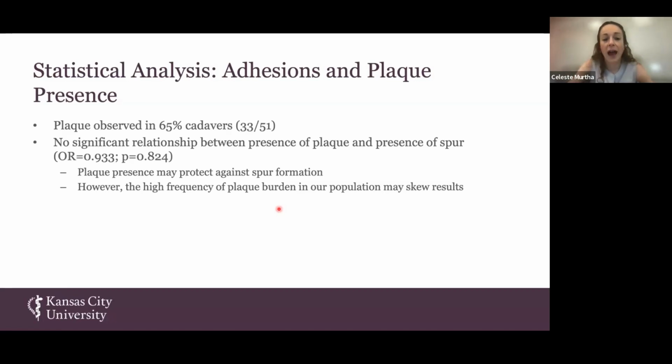However, it's important to note that the high frequency of plaque burden in our population may skew these results, and that's likely because of the older age of our population. I think it could be worthwhile to look at this relationship in a younger population.